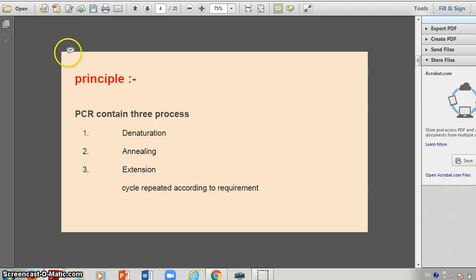So now we are going to see the PCR principle, or the process of PCR. This process comes with 3 sequential steps. Keep in mind, that is denaturation, annealing, extension, and repetition of this cycle. Denaturation, annealing, and extension. Keep in mind, this sequence is very important.